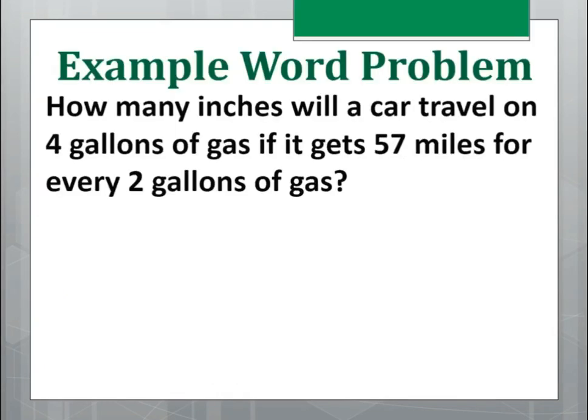Now let's take a look at this example word problem that we have here. Okay, the first thing I am going to do is put a question mark by what I'm looking for. And in this case, I am looking for inches. So question mark inches, that's what I'm looking for. I then want to see if there's any equalities here, anything that says each or for. But look, I got this, 57 miles for every 2 gallons of gas. So that's going to get an underline.